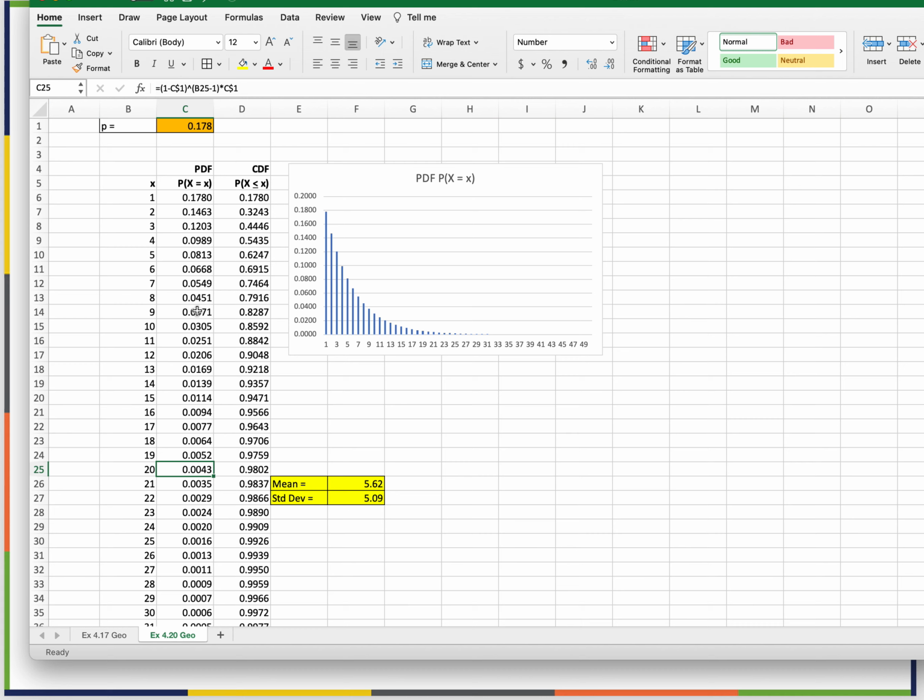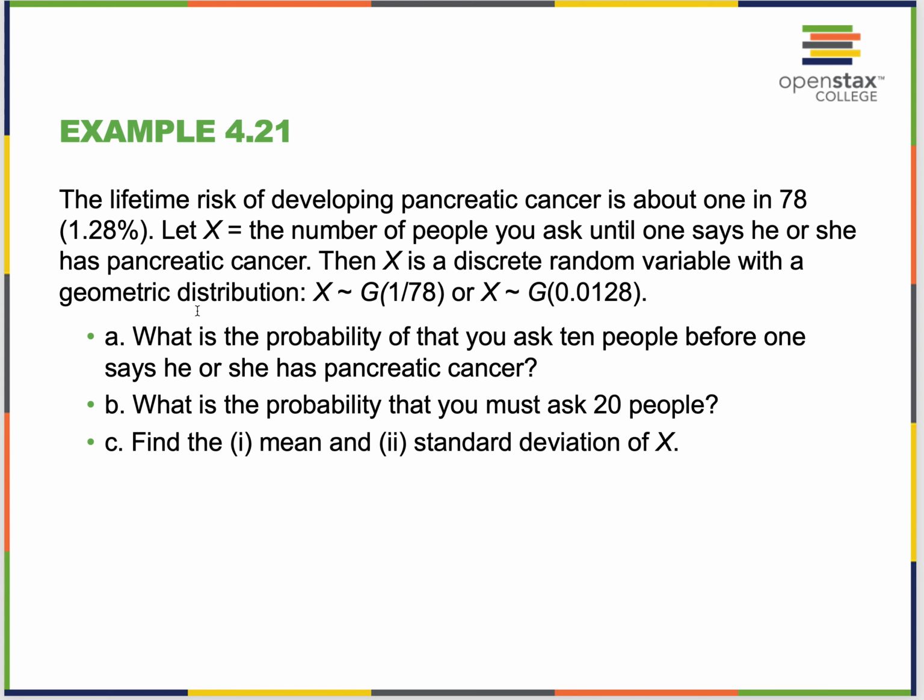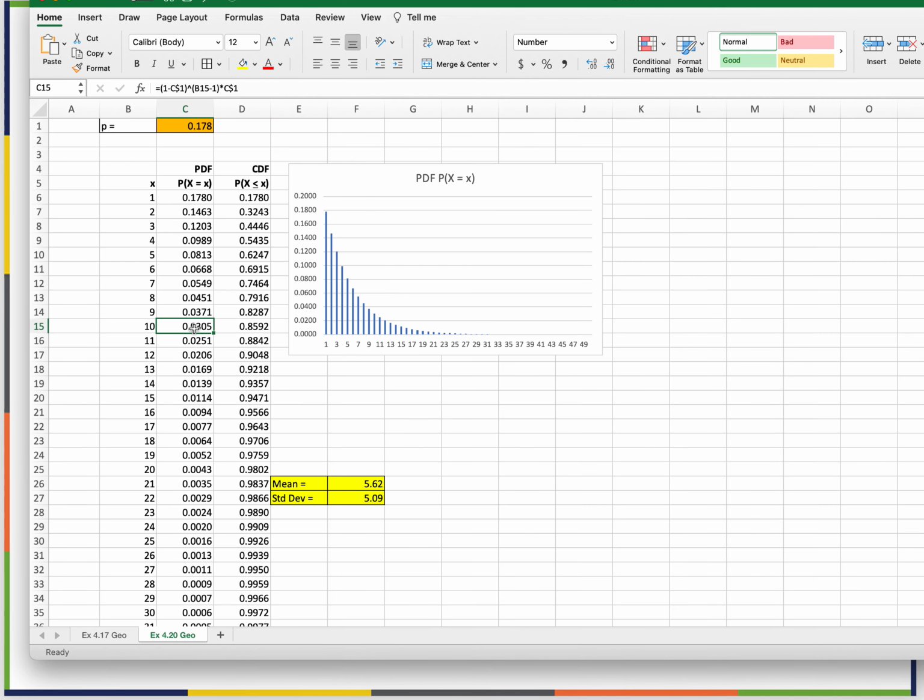But the question is, let's read the question again. What is the probability you ask 10 people before one says he or she has pancreatic cancer? So I've got to ask 10. On the 11th, I get the answer that I want, which is yes, I have pancreatic cancer. So it's 2.51%, or 0.0251. What is that probability if I bump it up to 20? It becomes 0.43%. Well, what's the probability at 11? So that would be 21, 0.029.